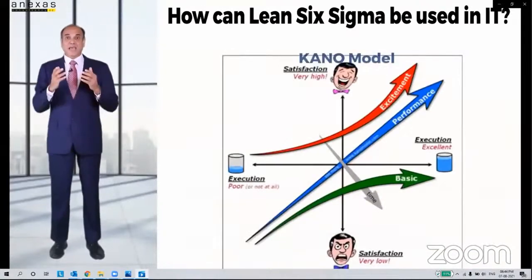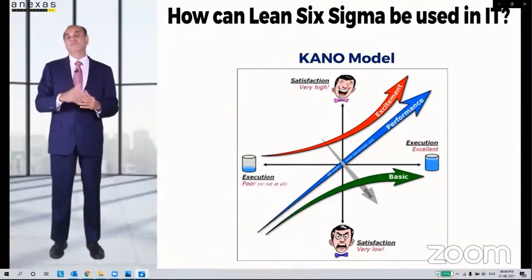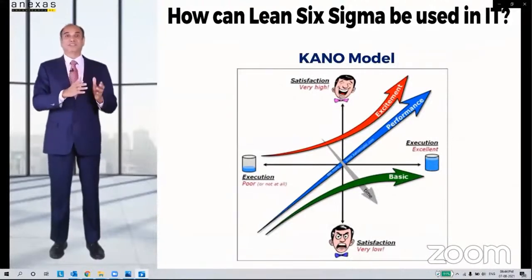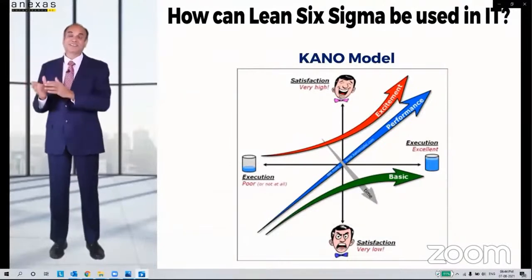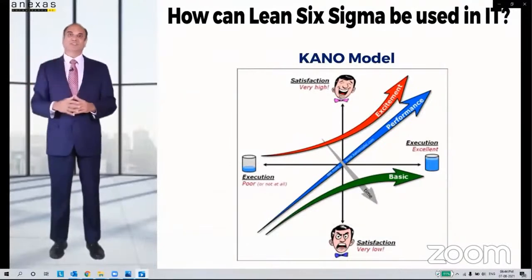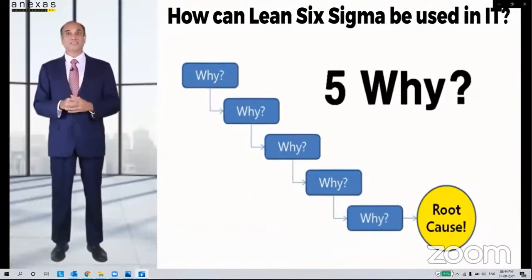improvement projects. Kano model has been used to classify the customer requirements into must-haves, good-to-have, and nice-to-have, and that has also helped the voice of customer conversion to CTQ, the critical to quality characteristics, the important characteristic, what the customer is looking for. 5 whys, it has helped many organizations to get to the root causes of many issues.